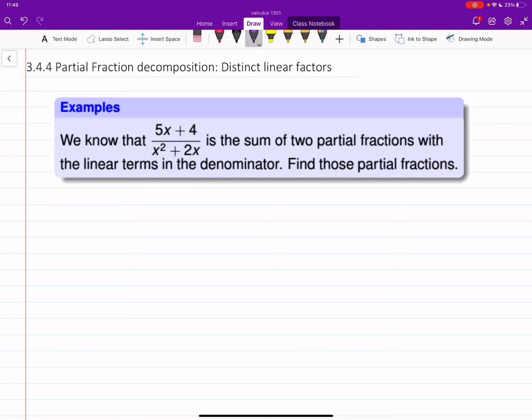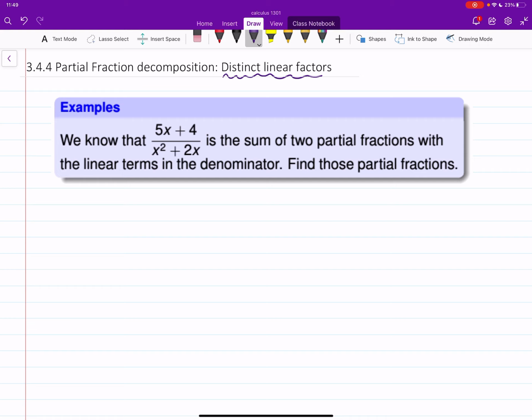Hello everyone. In this video, we will learn how to write a rational function, with some good conditions that we will get to later, as a sum of partial fractions. I will start with an example and then develop the theory, and you will see at the end everything is as simple as the first example that we did.